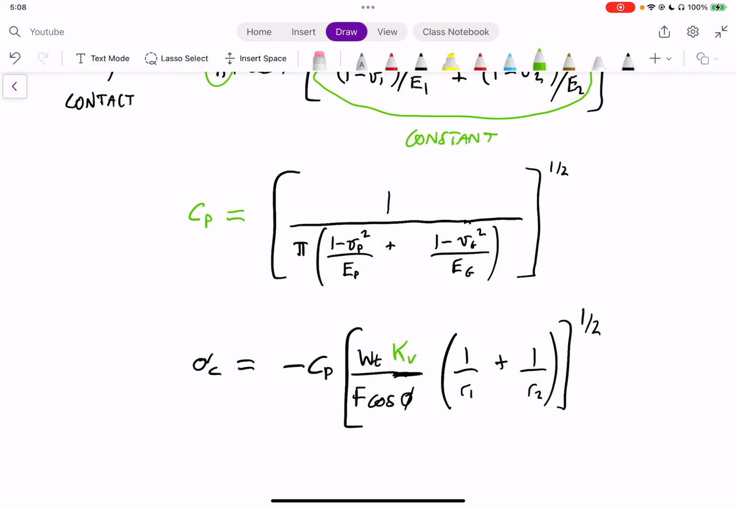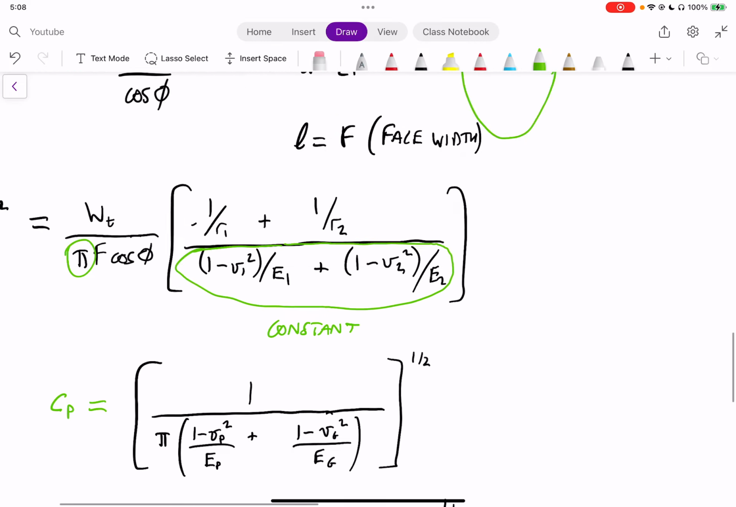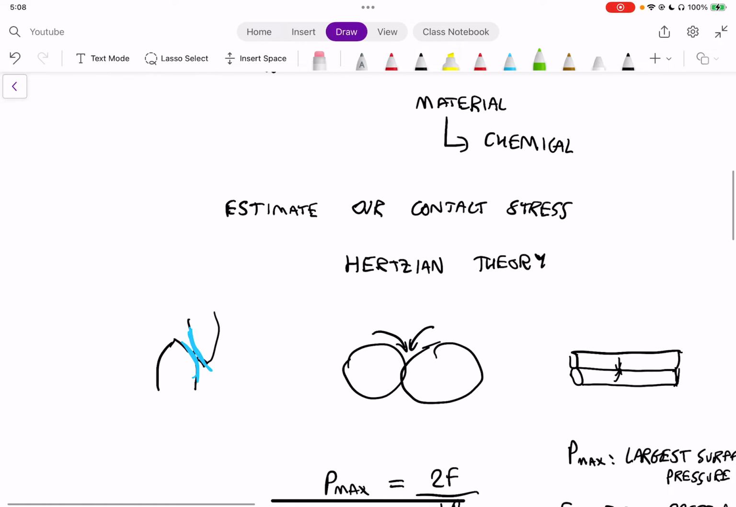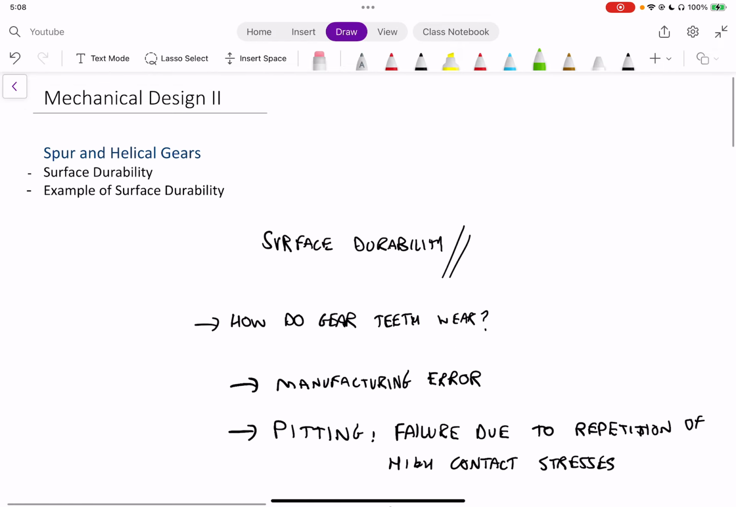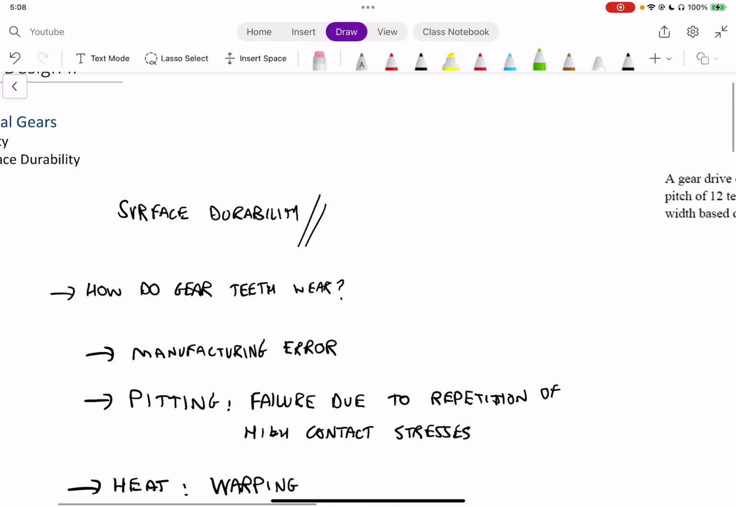Now, for these types of problems, for surface durability problems, we're going to need to know R1 and R2, which means that we're going to need to know some information about the gear and some information about the pinion as well. So not just our gear by itself, or not just our pinion by itself. I'm going to copy over the question that we have for this, which is in your handout as well. So let me copy it over, and then we'll get started with that question.